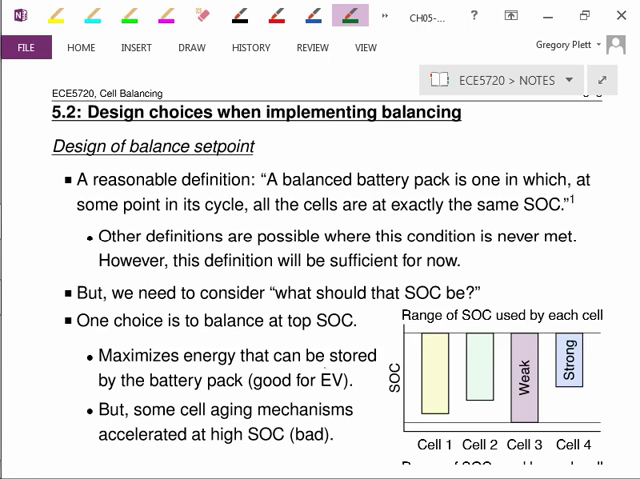There's other definitions that are possible where this condition is never actually met, and that's okay. This definition, though, is going to be sufficient for now, and there are more advanced topics that we could consider at some other time. But what should that state of charge be? And we consider a couple of different options.